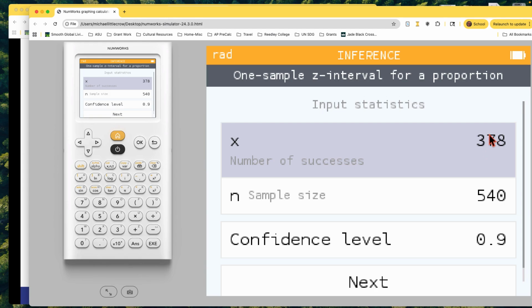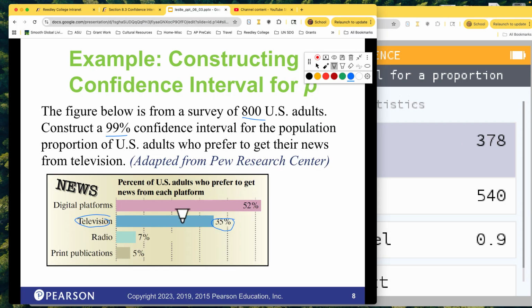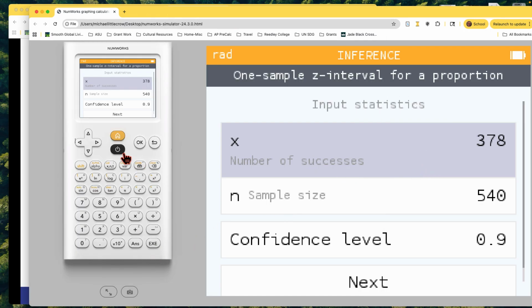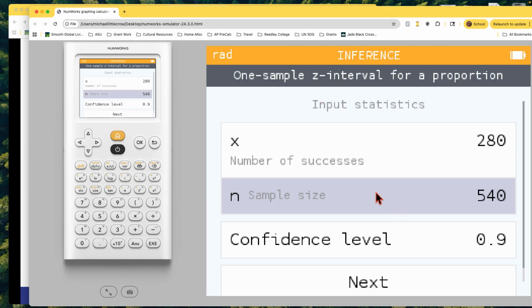because our NumWorks calculator wants us to give X. It doesn't want us to input the percentage. So how are we going to figure out what is 35% of 800? How do we calculate 35% of 800? Multiply 0.35 times 800. The cool part is, just like we've done with some of the other things, if I go here, we can just put 800 times 0.35 right in here, and it will calculate that for us.